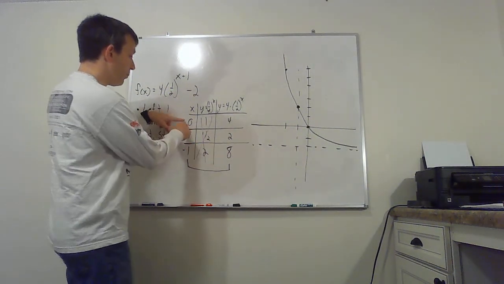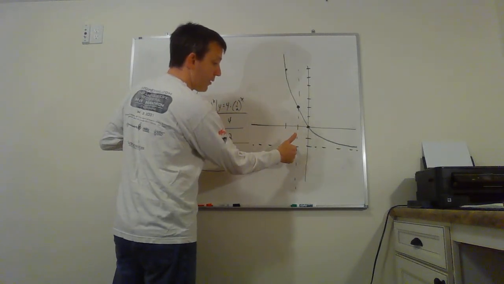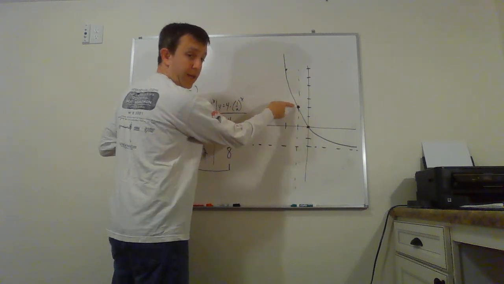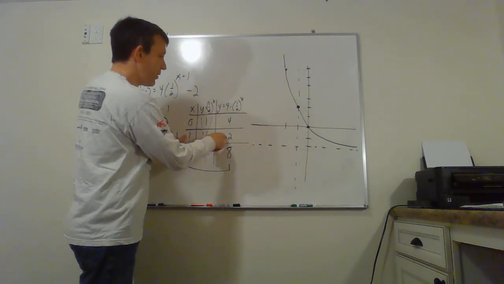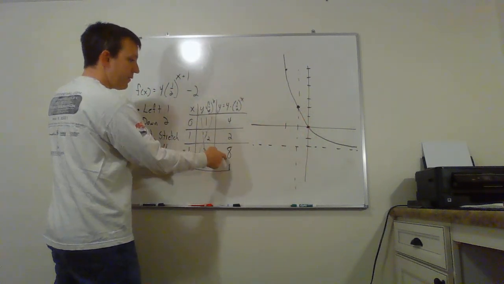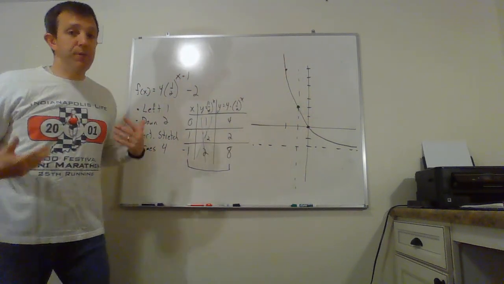So now I plot 0, 4, but again, I'm going to do that on my dotted lines here. There's 0, 0. So I go up 1, 2, 3, 4. There's a dot. I have 1, 2, so I go over 1 and up 2. And then I have negative 1, 8, so I go left 1, up 8 units. There are my 3 points.